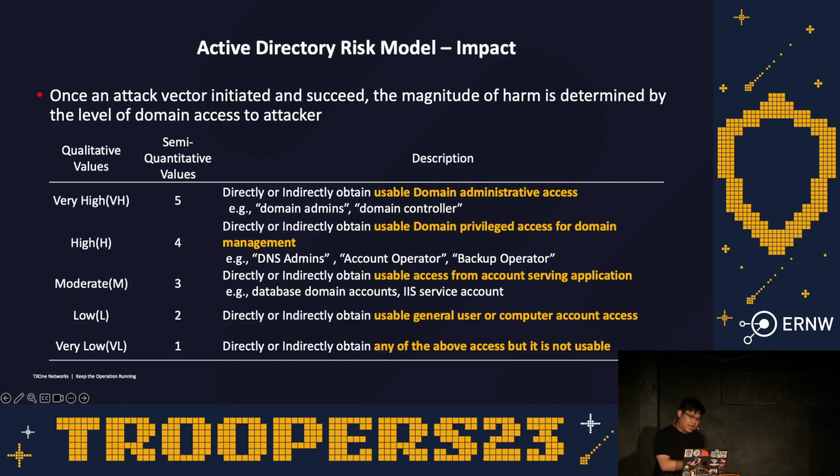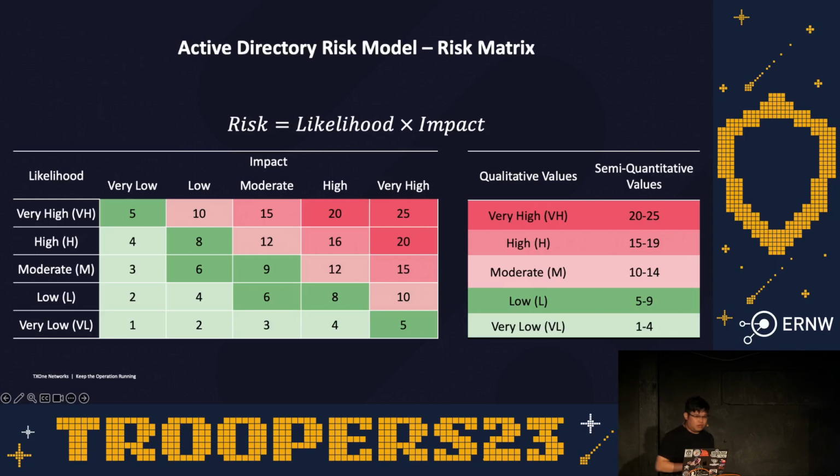If we only get some domain privilege access for domain management, such as account operator or backup operator, we will define the quantitative value as 4. So based on this, we can calculate the impact part here, and then we can compute the final risk. It's likelihood times impact to get the final risk.